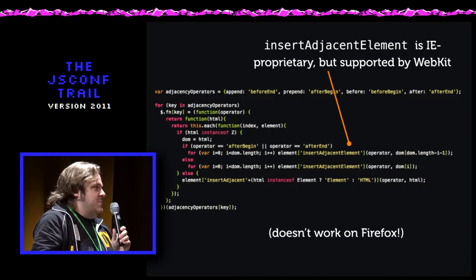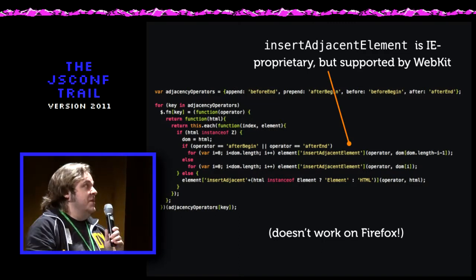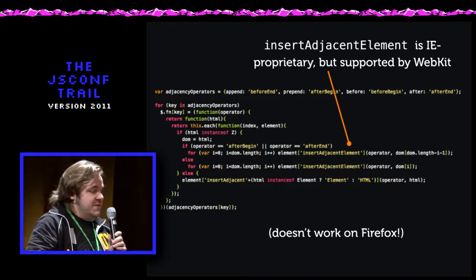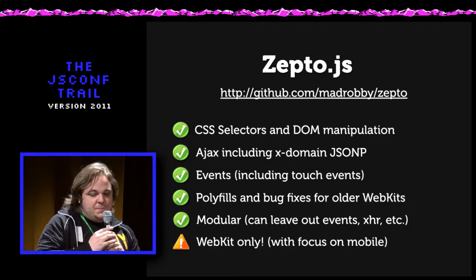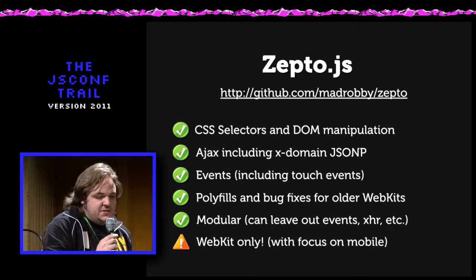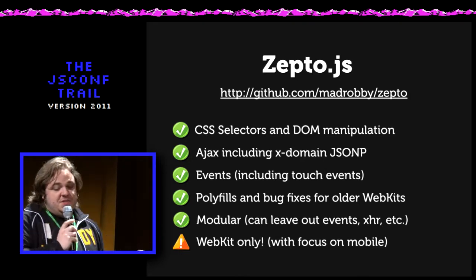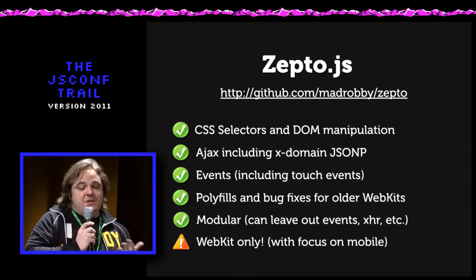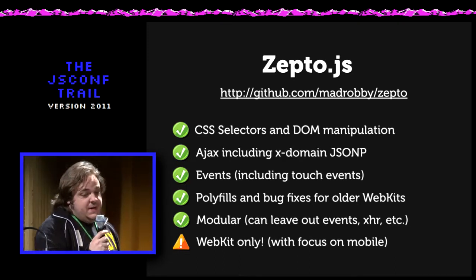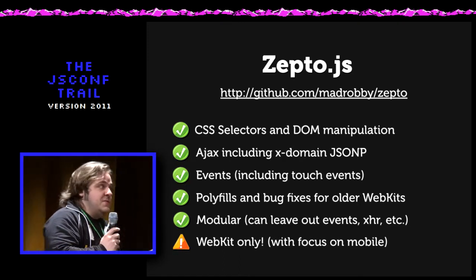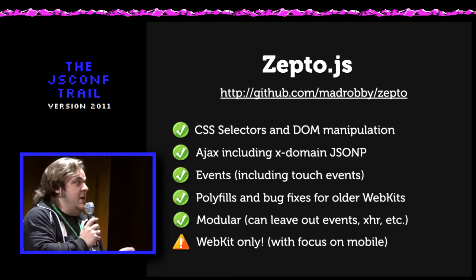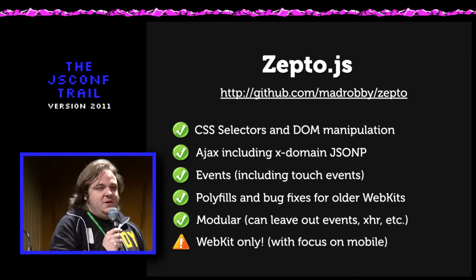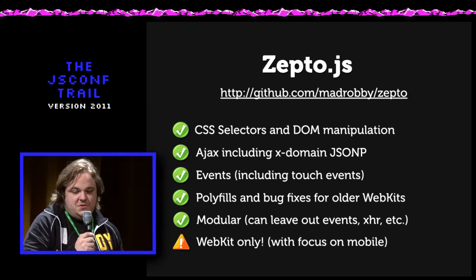So it's one point where IE actually provides some cool value to mobile stuff. So Zepto, again, CSS selector, DOM manipulation. It has full Ajax support, including cross-domain JSONP. It has events, including some touch event support and gestures. It has some polyfills. Polyfills are awesome for older WebKits that don't support certain JavaScript API functions.